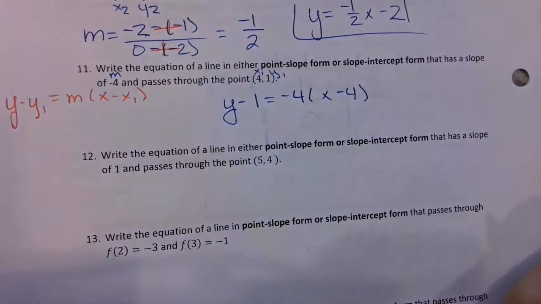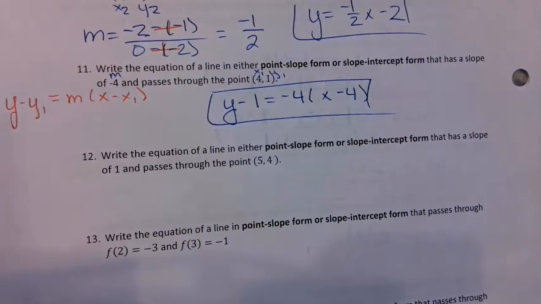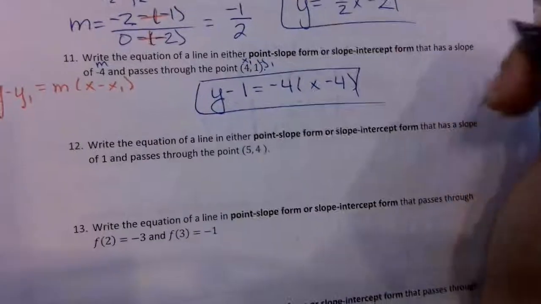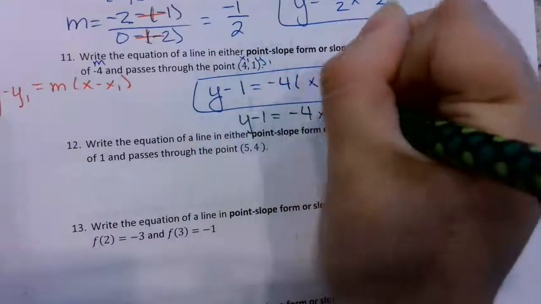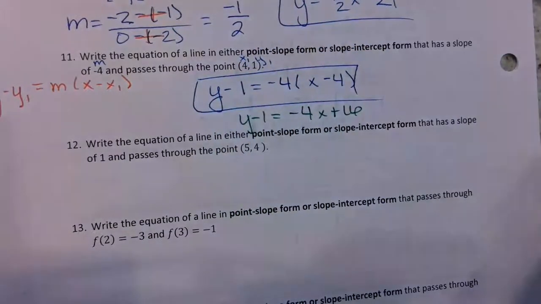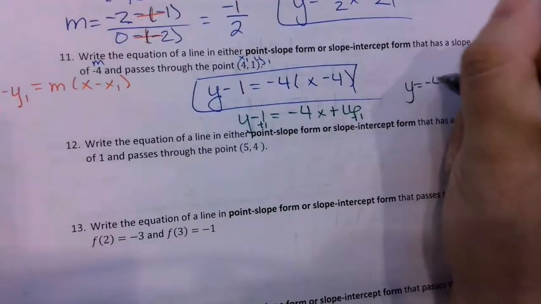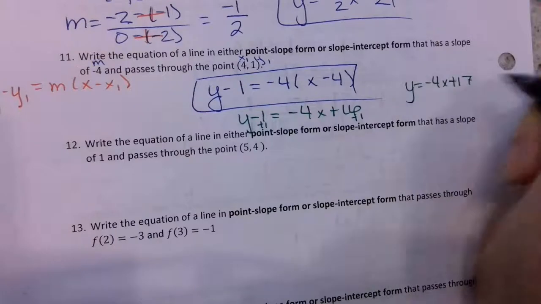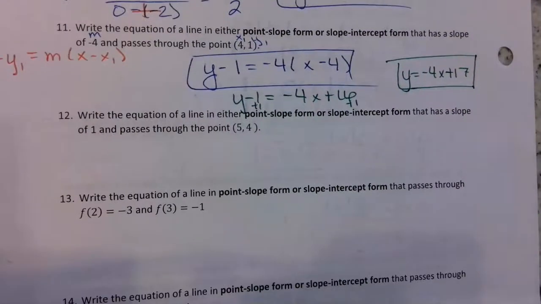Because it doesn't care what form I have, I can just leave it like this. Or if I really want it in slope-intercept form, then I can go ahead and distribute. So I'd have y minus 1 equals -4x plus 16. Then I want to add my 1 to both sides, and I have y equals -4x plus 17. Both answers are correct. One just has more work.